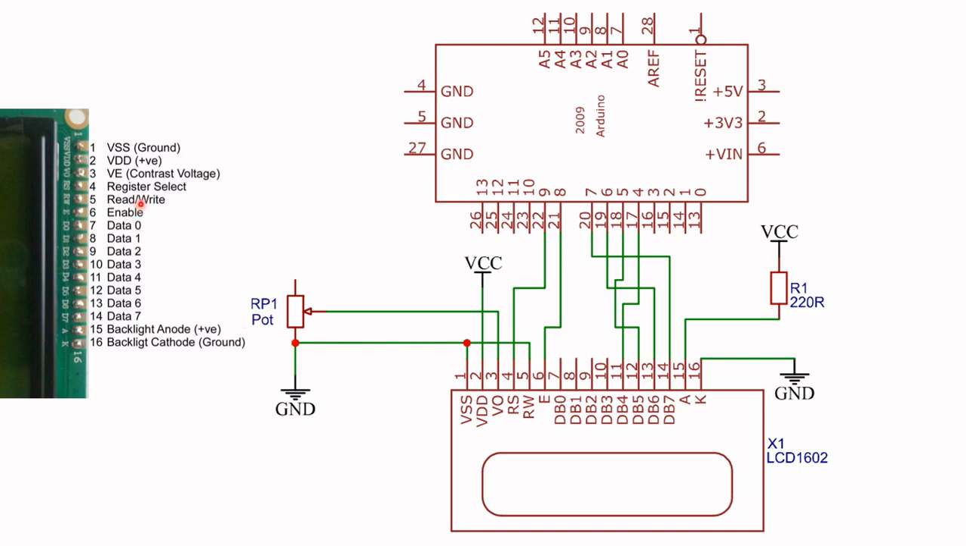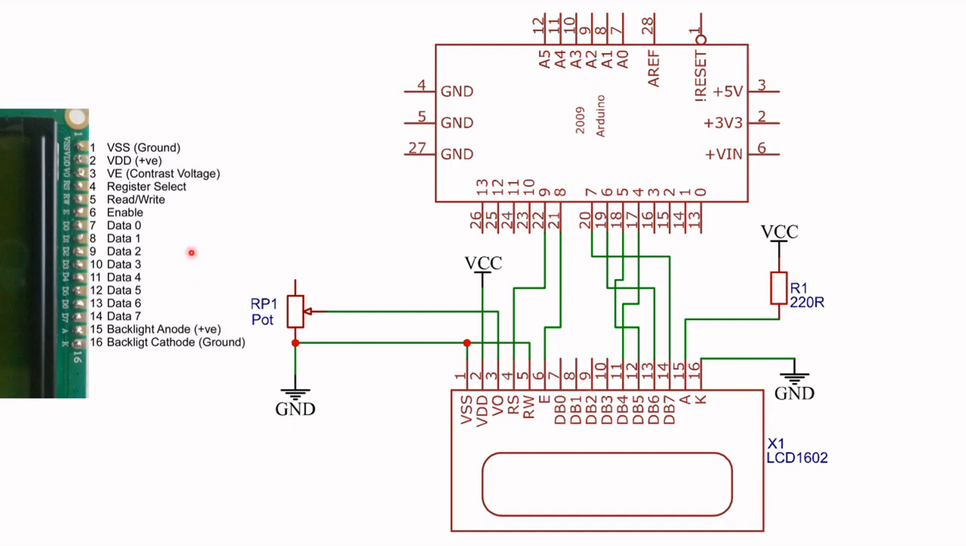As I mentioned earlier, because we're only writing to the LCD module, I've connected it to ground permanently for this demonstration. And then the E, or pin 6, the enable pin, is connected to pin 8 of the Arduino Uno.